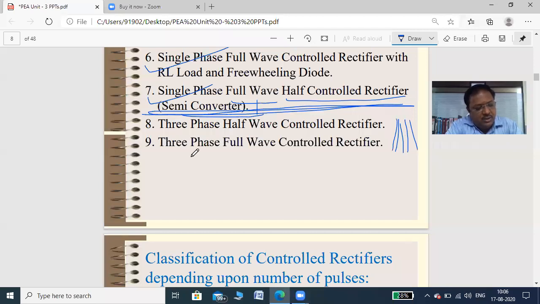Three-phase is somewhat a difficult part. So students, if you're having any problem with what we have seen so far, you can immediately ask me, because I have 3 more minutes remaining. So we can discuss all 7 types of converter.